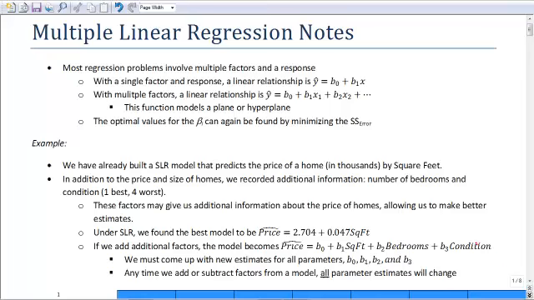Now, the model that we found under simple linear regression is price is equal to 2.7 plus 0.047 times square feet. If both of these additional factors go into the model, the new model will be b0 plus b1 times square feet plus b2 times bedrooms plus b3 times condition. Now, one thing to keep in mind is these parameter estimates we found under simple linear regression are going to change when we add additional factors. Every time we make a change to the model, all parameter estimates are going to change, and along with that, the significance of the parameters might change as well.